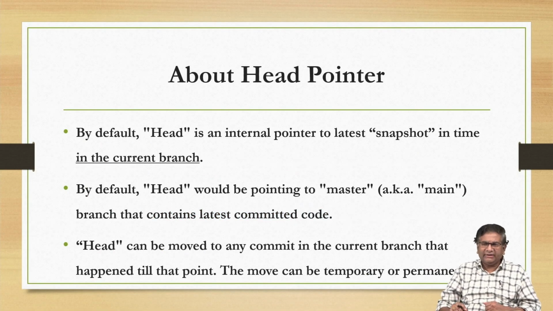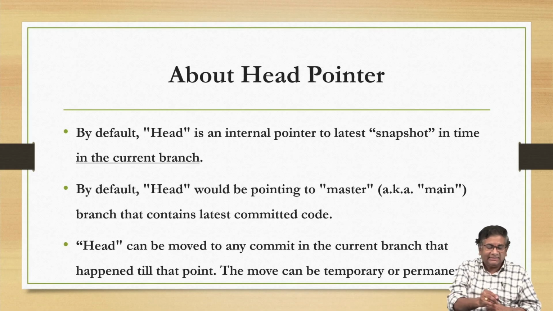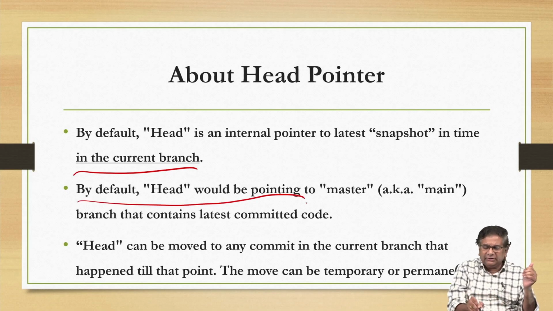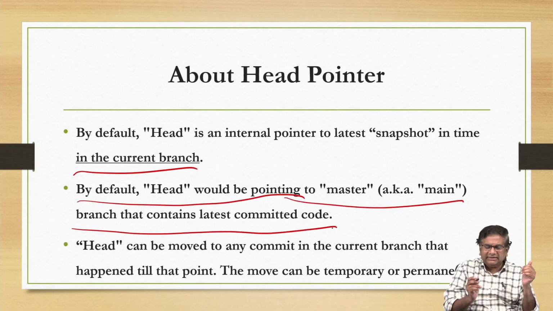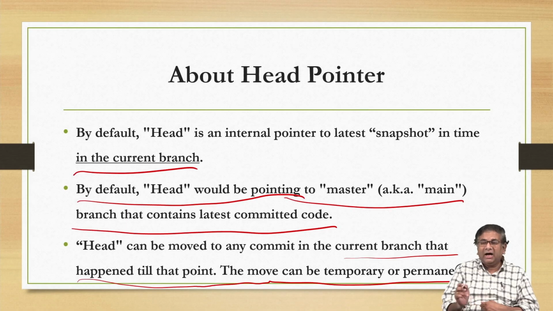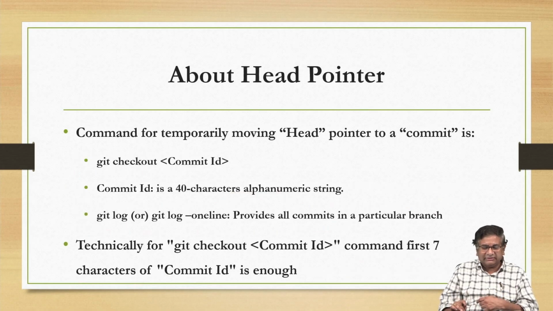Now I talked about the head pointer. Now what is the head pointer? By default, head is an internal pointer to the latest snapshot in time in the current branch. This is important. There is a pointer called head, which is not visible. It's an internal pointer. Whatever changes you made in the current branch, the head pointer will be pointing to. It's like a snapshot of changes. By default, head would be pointing to the latest committed code of the master branch. Head can be moved to any commit in the current branch that happened up to that point. The move can be temporary or permanent. So let's see how it works.